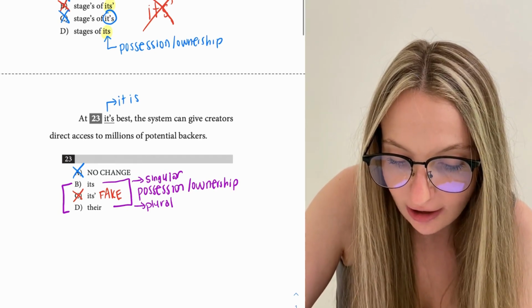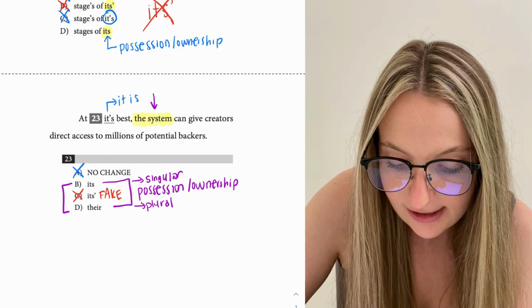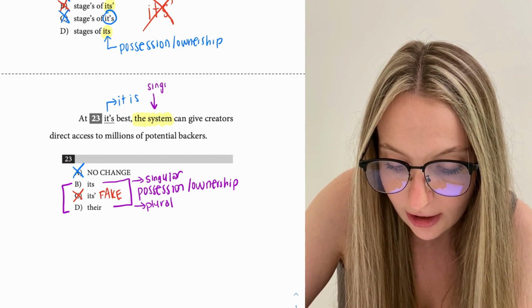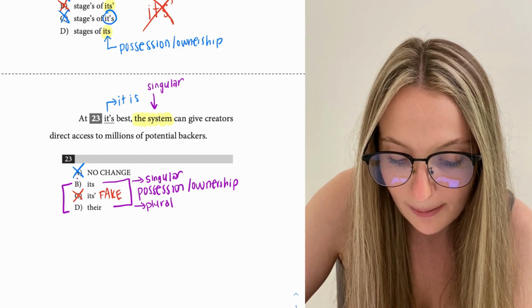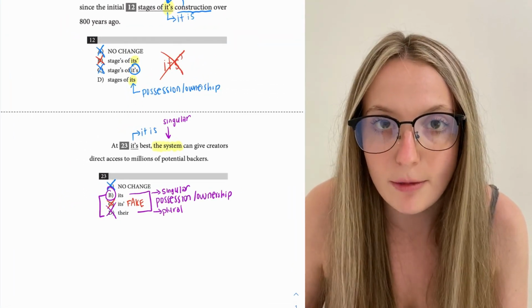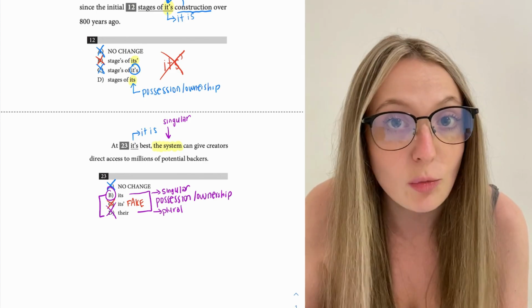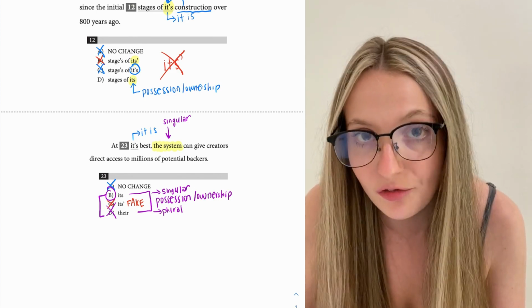Because we're talking in the sentence here about the system, which is referring to something that is singular, we're going to want to go ahead and pick choice B. Alrighty, so that was tip 1. Remember the fake word ITS apostrophe, knock it out immediately, and also we can plug in IT'S as a little trick.